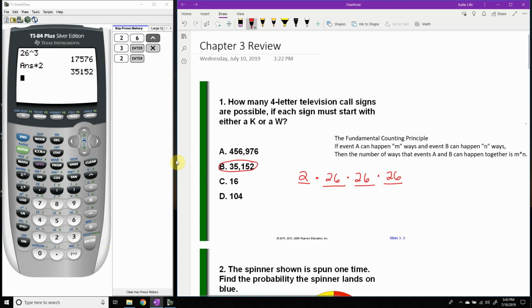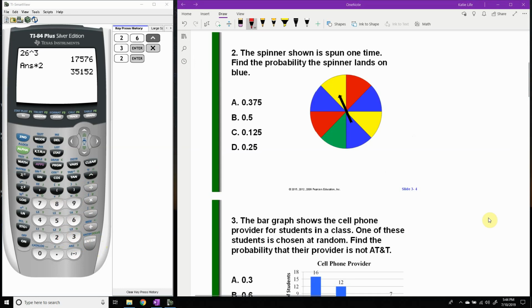That will be B. Number 2, the spinner shown is spun 1 time. Find the probability the spinner lands on blue. Well, this is an example of classical probability, right? The number of ways that an event can happen divided by the total number of ways it could happen. So the number of ways that it could land on blue, there's 3 ways that can happen out of a total of 8 possible sections on this spinner, means 3/8, which is 0.375.